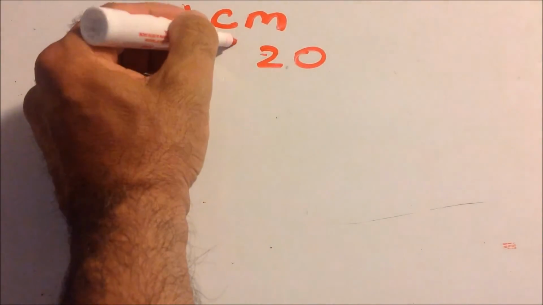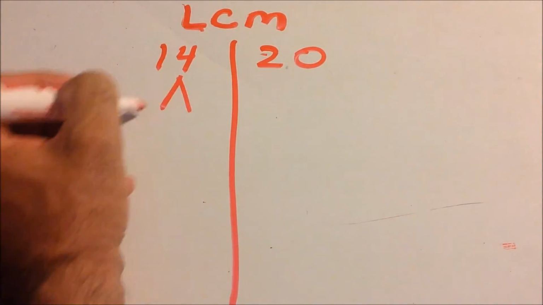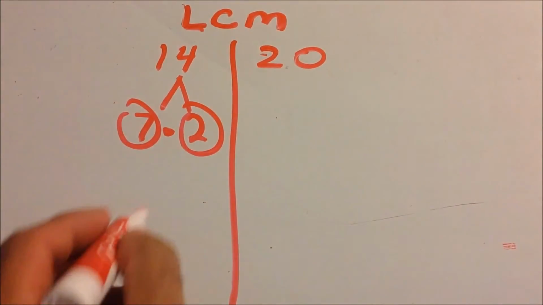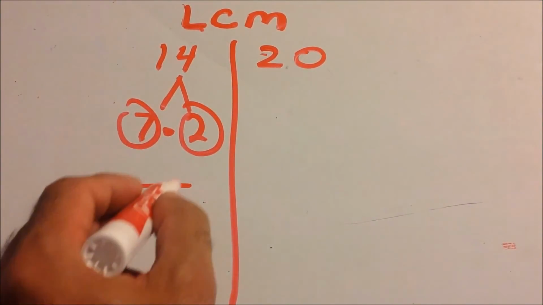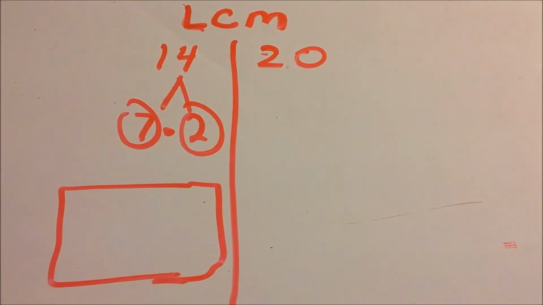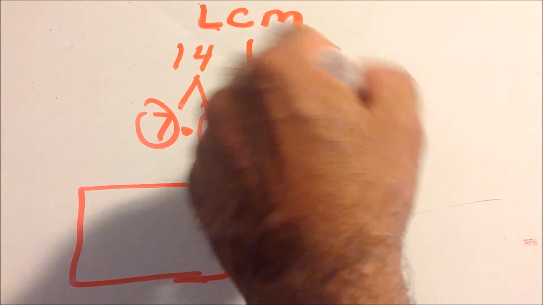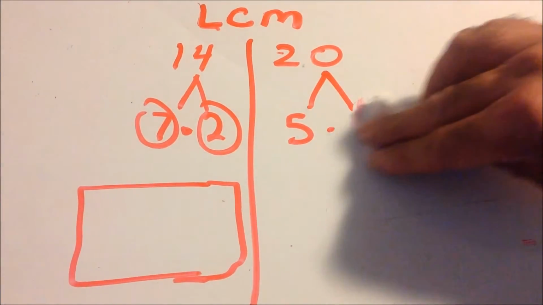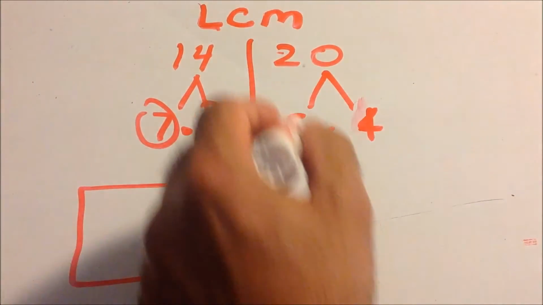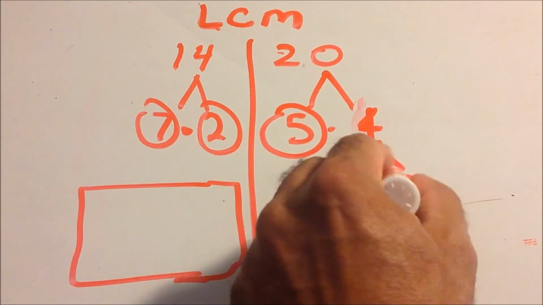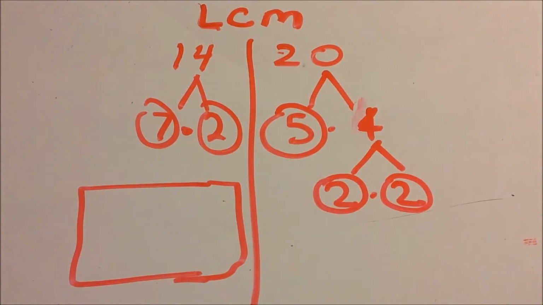Okay, make a line down here. Well, 14, we have 7 times 2, and they're both prime, so we can circle them both. We'll create this big factor box over here where we're going to keep our numbers. Put that over. 20, we have 5 times 4. And 5 is prime, but 4 is not. Break down the 4: 2 times 2.